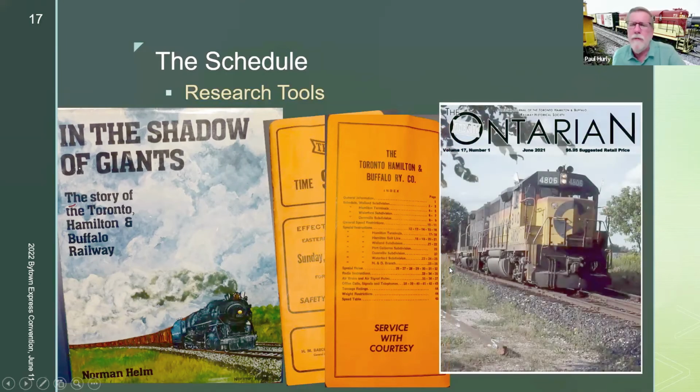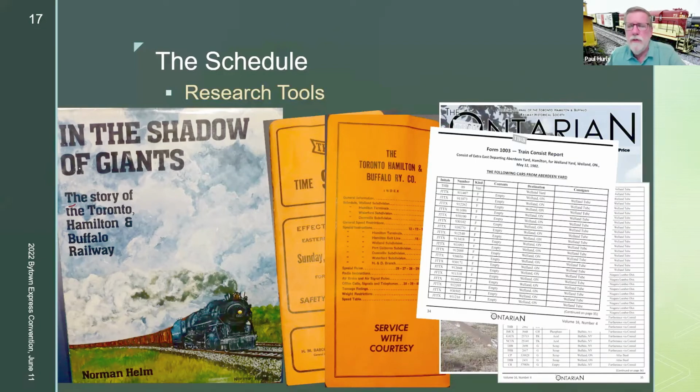I'm also a member of the Toronto, Hamilton, and Buffalo Historical Society, and I'm also involved in their publication. And where you can find historical societies associated with the prototype railroad that you are modeling, they're just a wealth of information. Every issue of their publication, for example, has this train consist support, and this highlighted area on the right gives an example of the kinds of load information that it contains in a lot of cases.